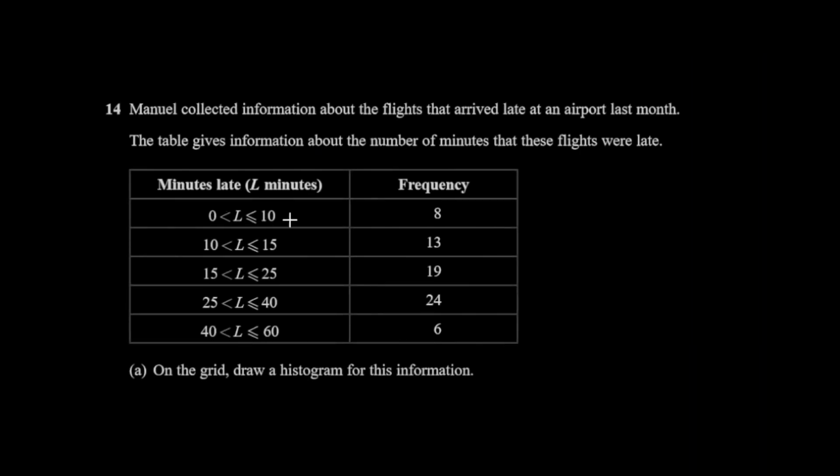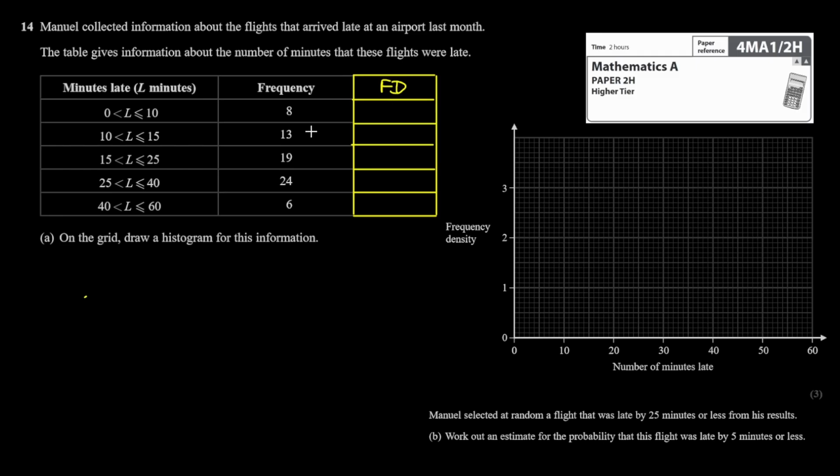First of all, we need to work out the frequency density of each of these 5 results. So to do that, I'm going to add an extra column. To find that frequency density, we need to divide the frequency by the class width, which in this case is 10. So in this case, this gives us a fairly easy result of 0.8. And if you work the rest out, you get.